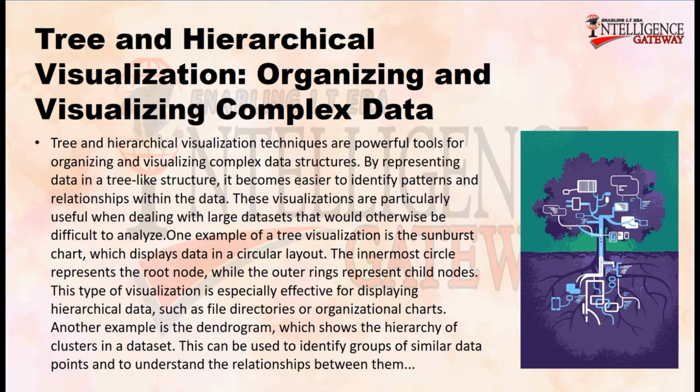One example of a tree visualization is the sunburst chart, which displays data in a circular layout. The innermost circle represents the root node, while the outer rings represent child nodes. This type of visualization is especially effective for displaying hierarchical data, such as file directories or organizational charts. Another example is the dendrogram, which shows the hierarchy of clusters in a dataset. This can be used to identify groups of similar data points and to understand the relationships between them.